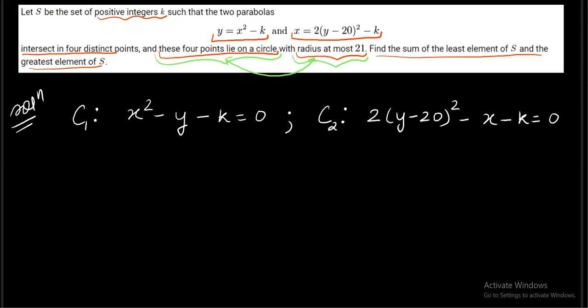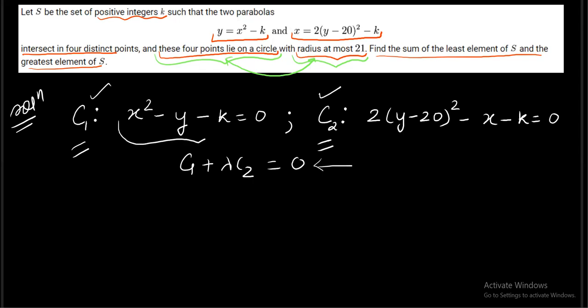There are 2 curves. Now, the curve passing through the points of intersection of these 2 curves is always written as C1 plus lambda C2 equals 0. Okay? C1 plus lambda C2 represents the curve which passes through the points of intersection of C1 and C2. But I want to make it a circle, because the condition I want to use is that the points of intersection of the two parabolas are concyclic. So I just want to make this curve a circle.